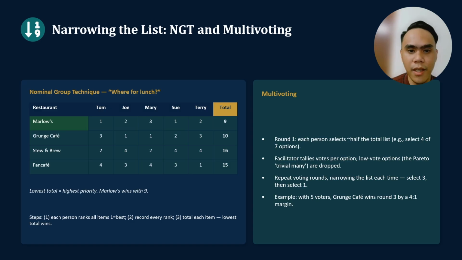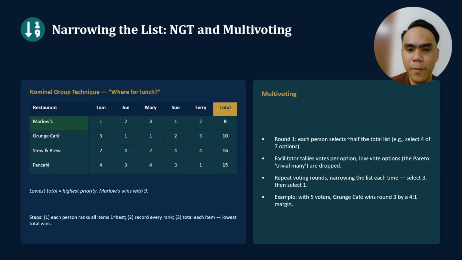Nominal group technique, or NGT, is one specific way of processing a brainstorm list using three steps. First, ask each participant to rank the items in numeric order in a list of 8 items, where one is best and eight is worst. Second, record the rank from every participant beside each item. Third, total the rankings for each item. The items with the lowest totals are the preferred options, since a low number means people consistently rank it near the top.